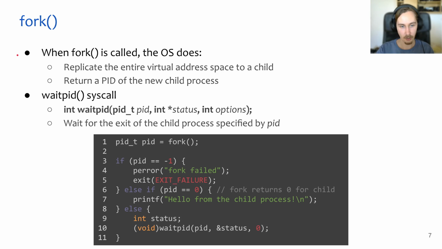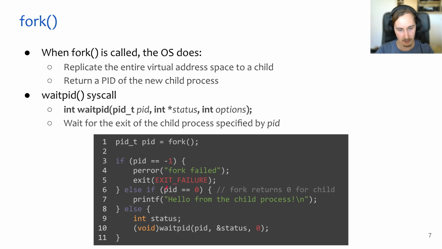So when fork is called, the first thing that the operating system does is replicate the entire virtual address space to the child process. We do that with a fork system call, which returns the PID, and we now have two processes which run the same code, but after the syscall returns, each process gets a different return value and can therefore diverge in program flow.